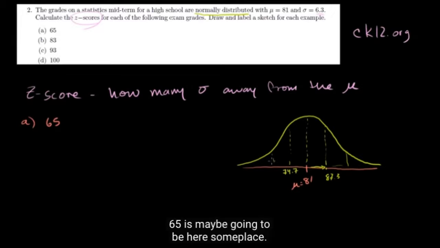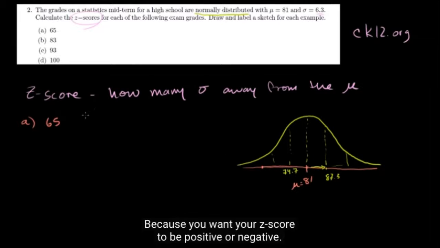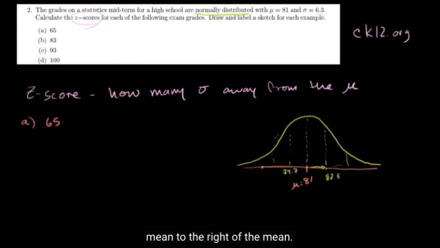65 is, it's maybe going to be here someplace. So we first want to say, well, how far is it just from our mean? So the distance is, we just want a positive number here. Well, actually, you want a negative number because you want your Z-score to be positive or negative. Negative would mean to the left of the mean, and positive would mean to the right of the mean.